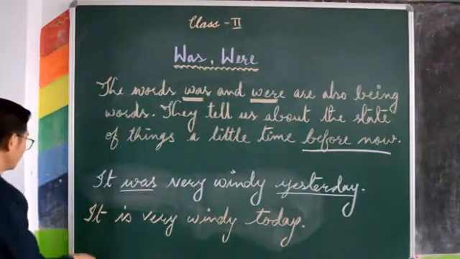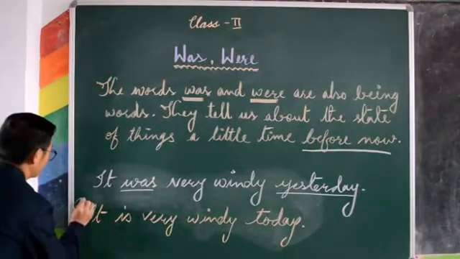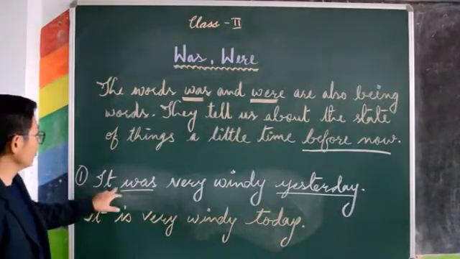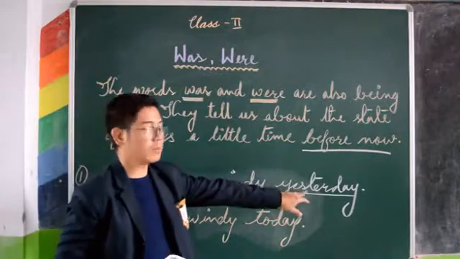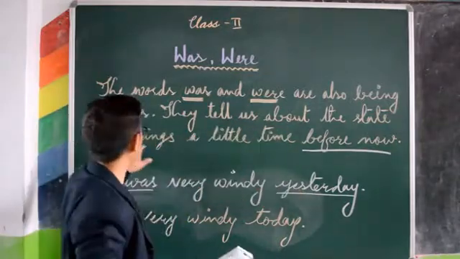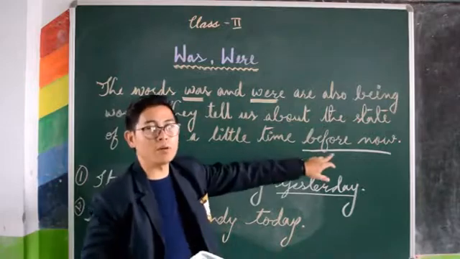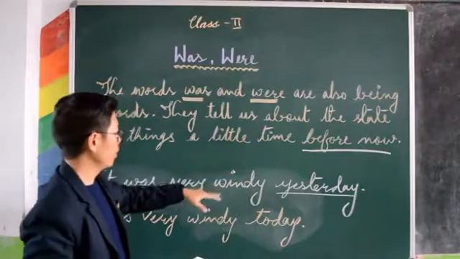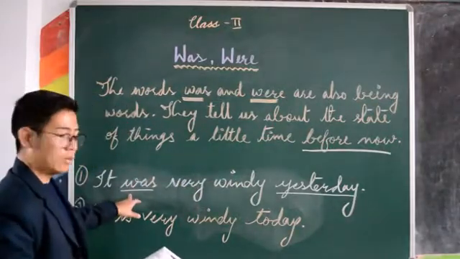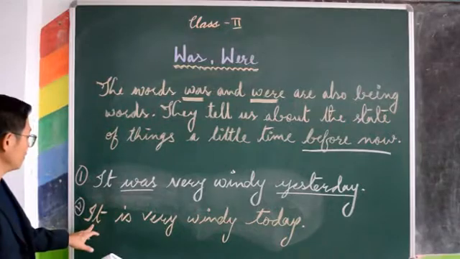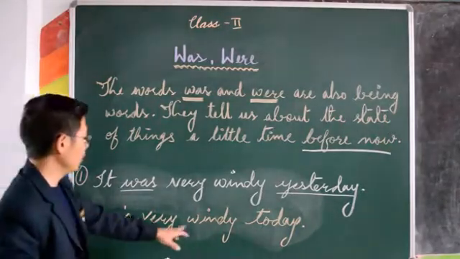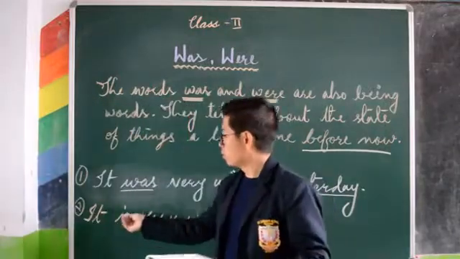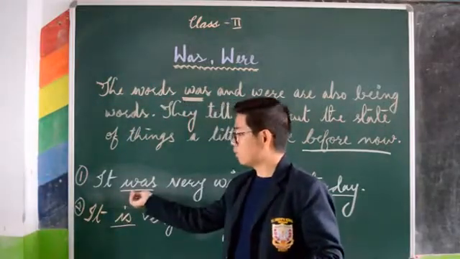The first sentence, it was very windy yesterday. That means it tells us about the state of things a little time before now, which has already happened. Okay? Means past, when you use was. Now the same sentence I have changed to present. It is very windy today, which is happening now. So your is will become was.